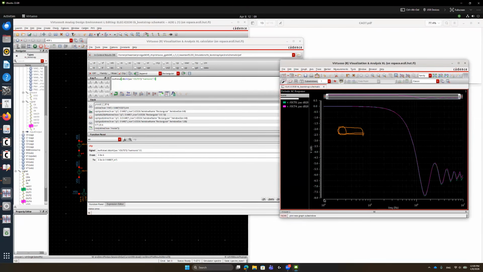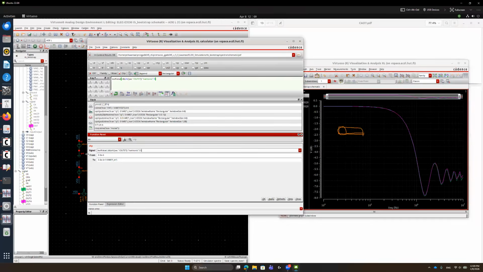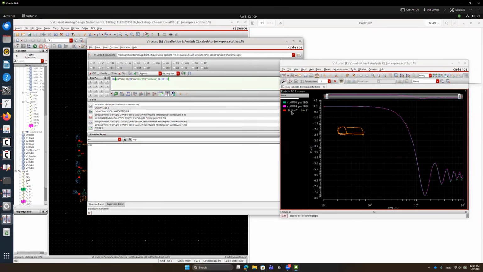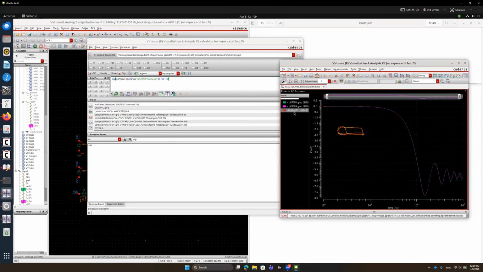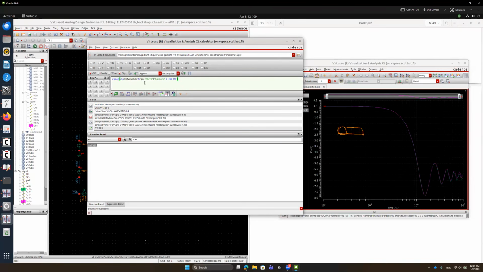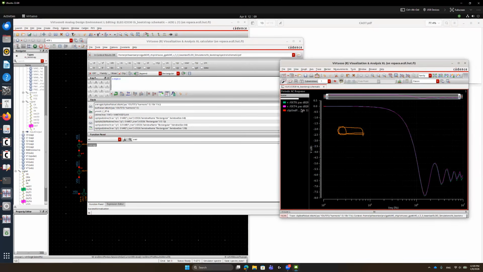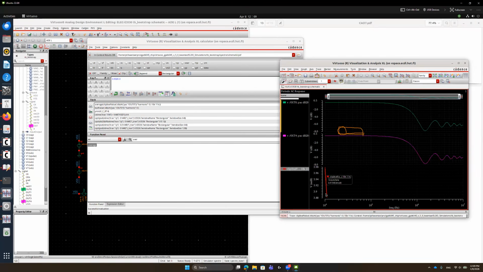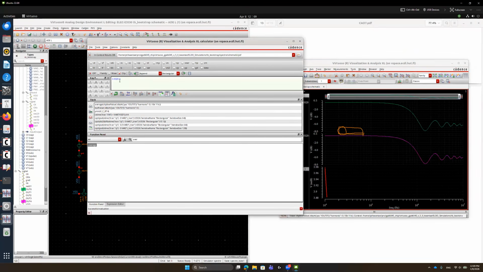So for example, this is 10K. Maybe we can average for 10K to 11K. Let's say 10K to 11K. Plot it, then you get it, right? This small range, and then average. Okay, then you get 3.9 millidB.